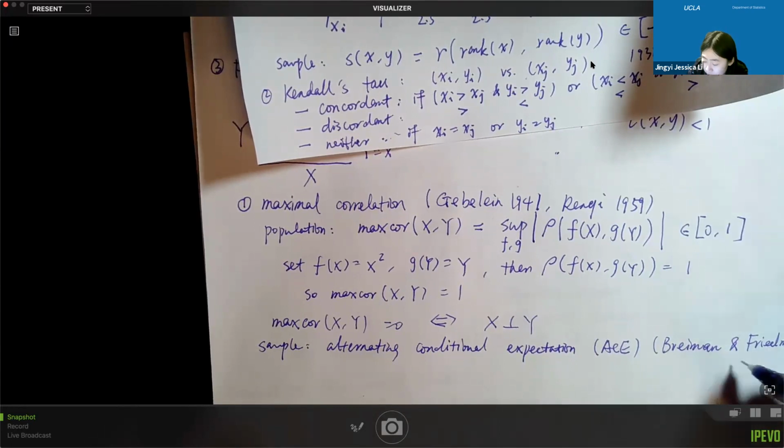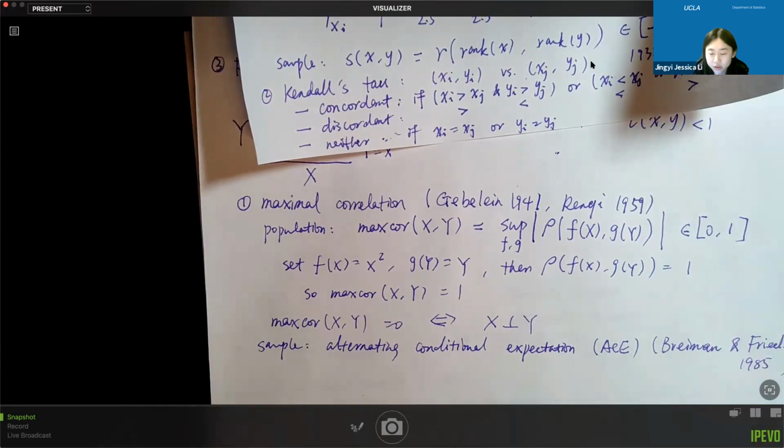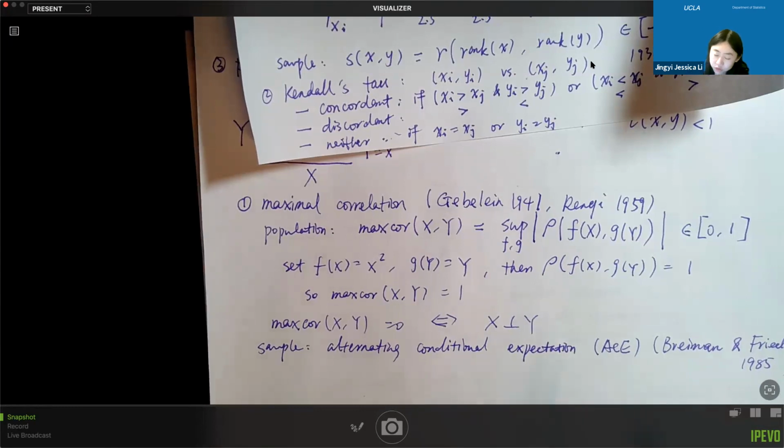in 1985. Bill Breiman was the person who invented many famous algorithms like the CART algorithm for classification trees, the random forest for ensembles, and boosting. So he has introduced a lot of those important things into machine learning. And this is his other contribution, about the calculation of maximal correlation.